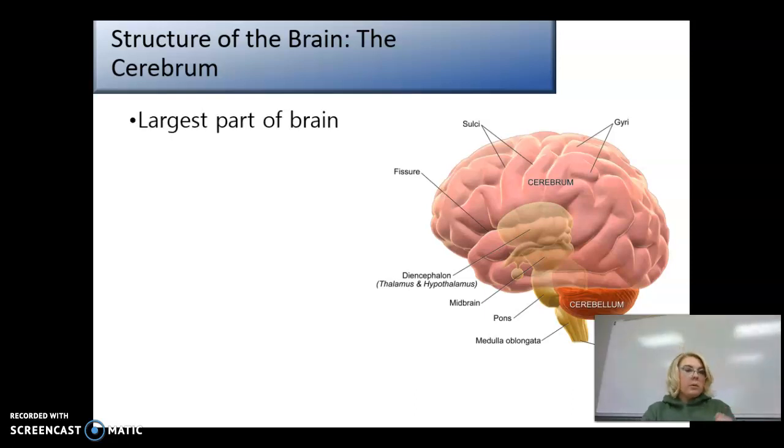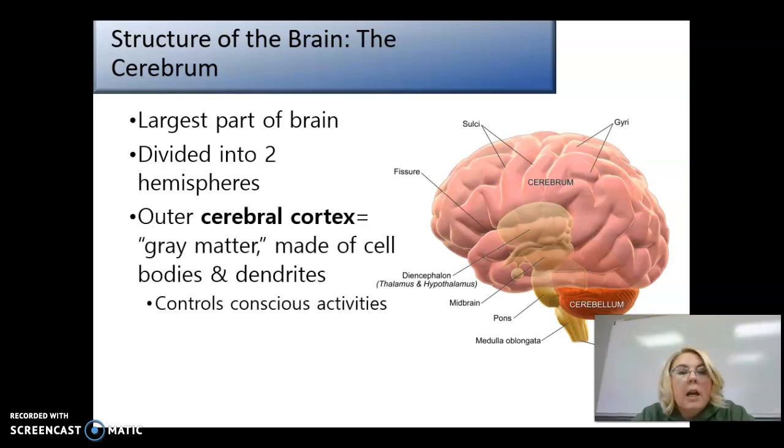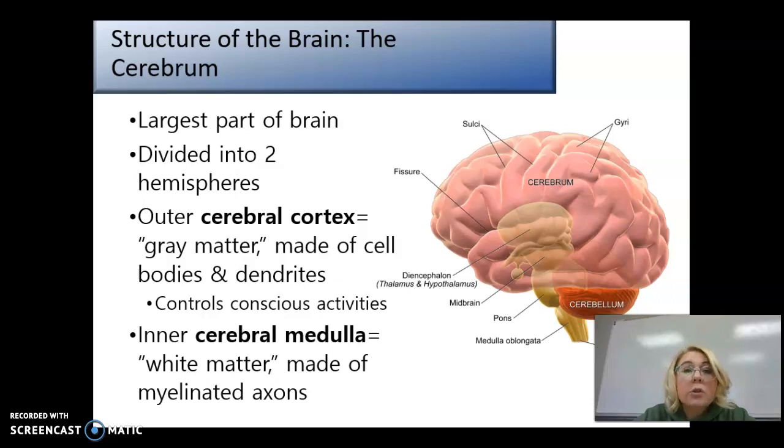What do we know about the cerebrum? It is the largest part of the brain. It's right here. It is divided into two hemispheres, the left hemisphere and the right hemisphere, and they have more specific names than left and right. We have the cerebral cortex, which is gray matter made up of cell bodies and dendrites. It controls conscious activity. And then we have the intracerebral medulla, which is the white matter made of myelinated axons.